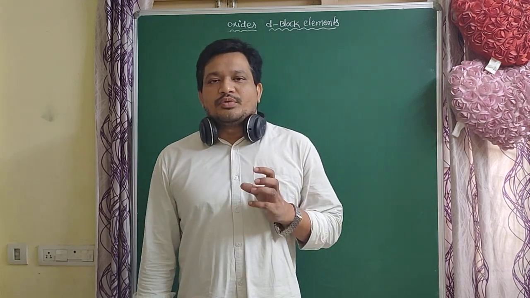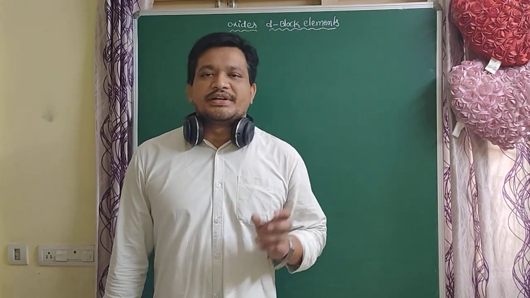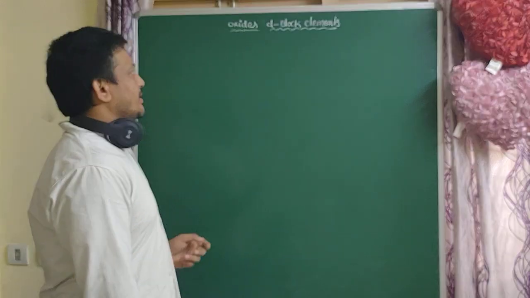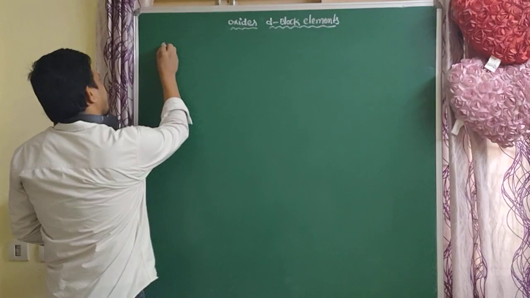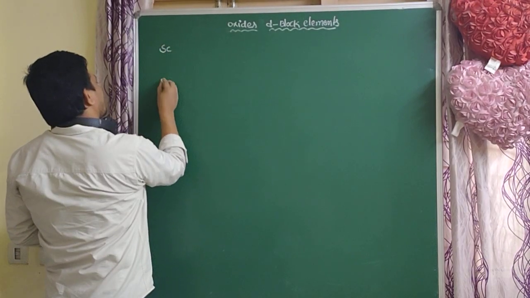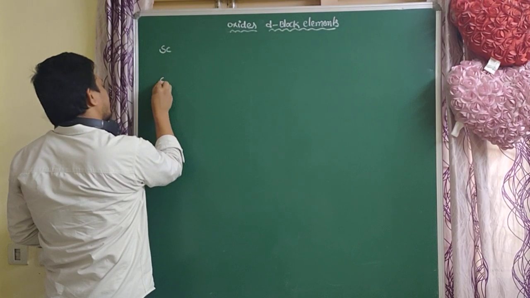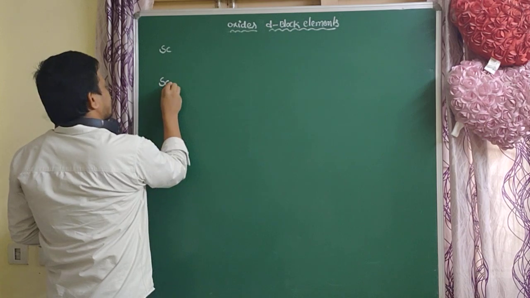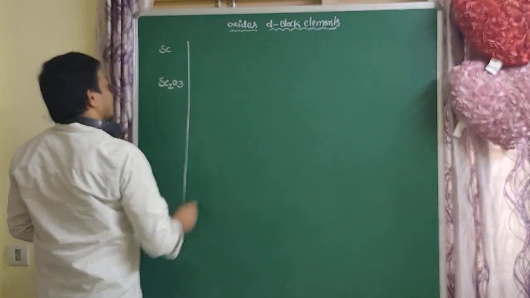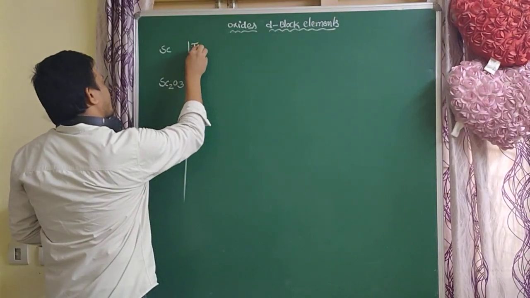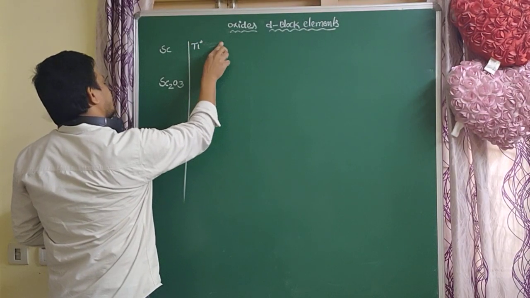In this video, we will discuss some important oxides in d-block elements in the 3d series. The first element is scandium. Scandium can form only one oxide, that oxide is Sc2O3. Titanium can form some more oxides.